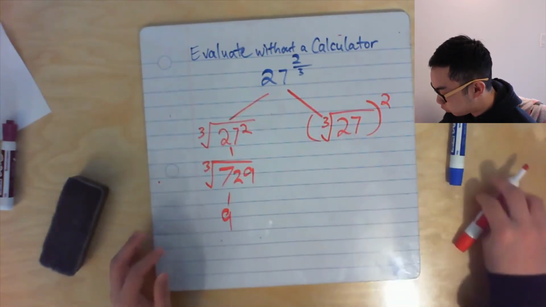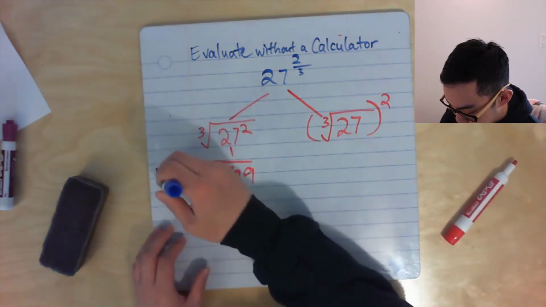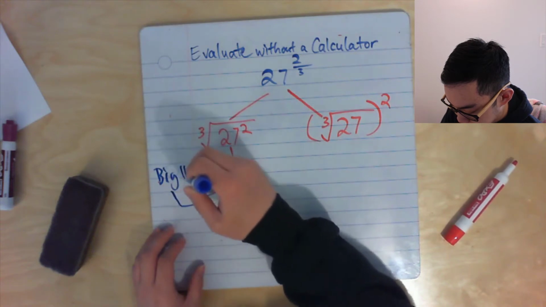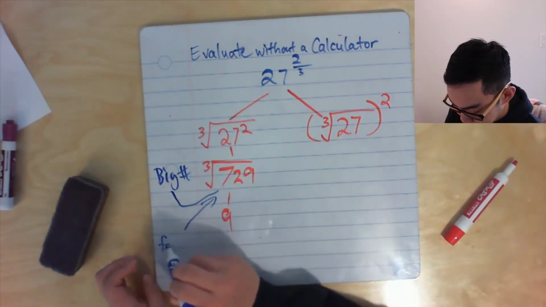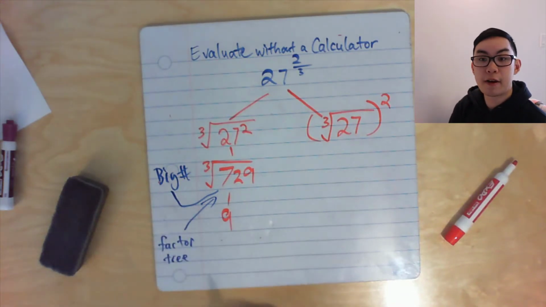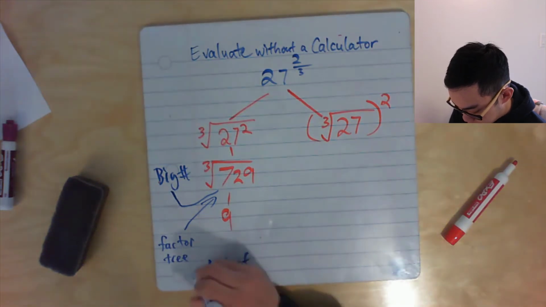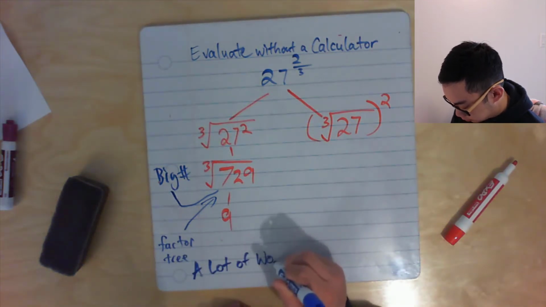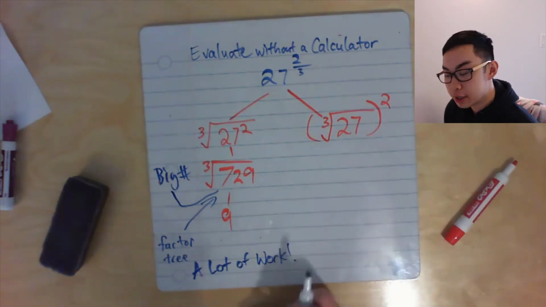And so some problems I see is I get a big number, and I also have to do a factor tree. And that's a lot of work. Let's see how we can do this one.